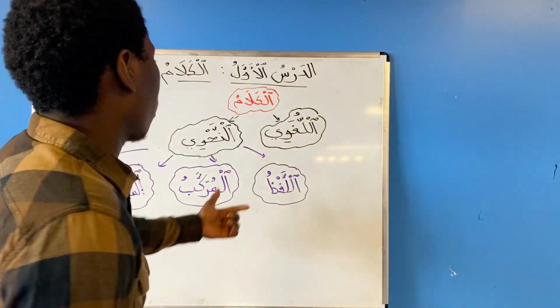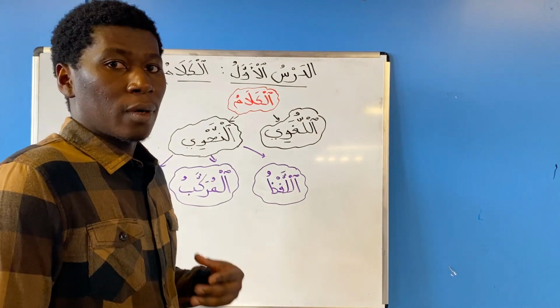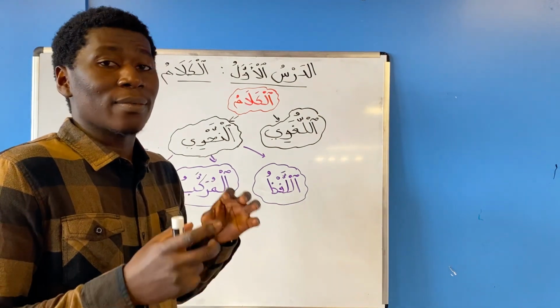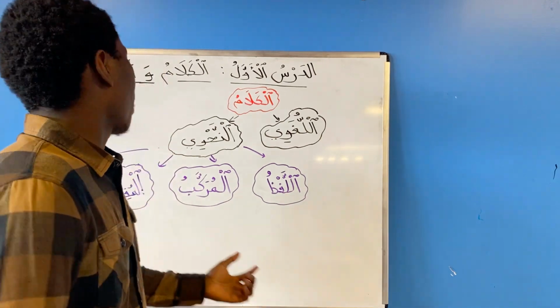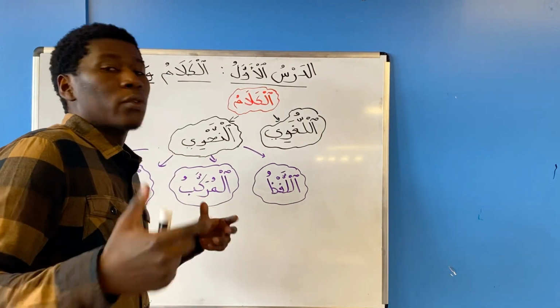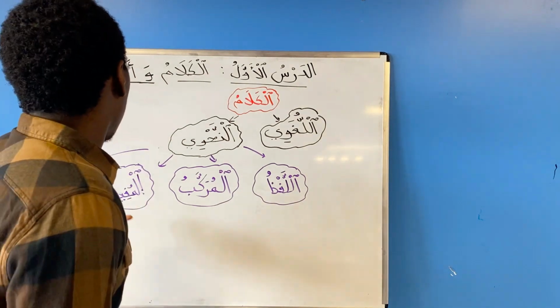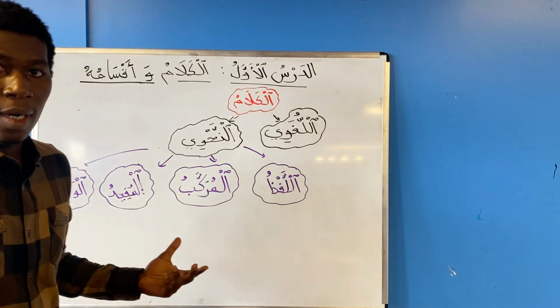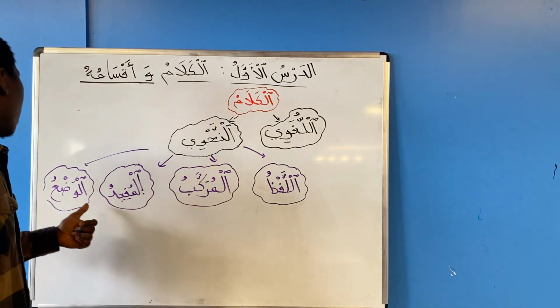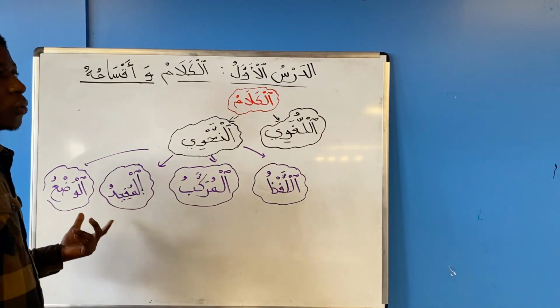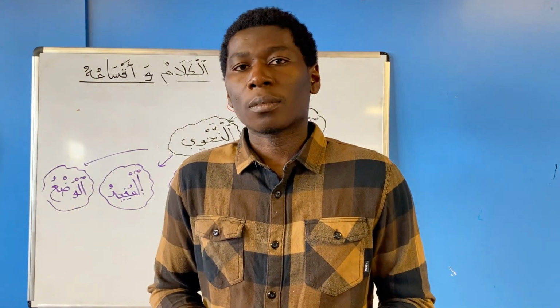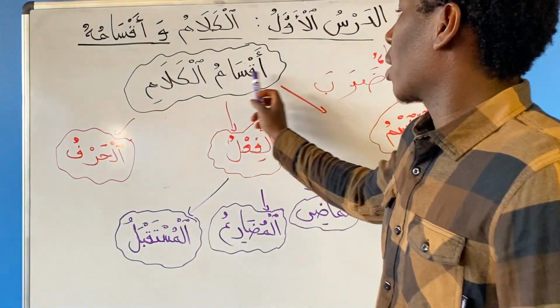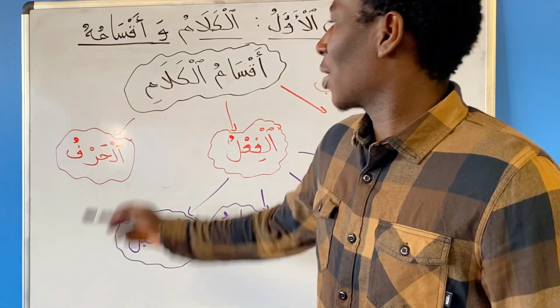It has to be lafz, right? You say it, and it has to be made of the Arabic letters, alif, ba, ta, ya. So murakkabun, it's made of two or more words. Al-mufidu, it has a meaning, right? It's not a nonsense sentence. And then the last one is al-wad'u. That means it exists in the Arabic language.